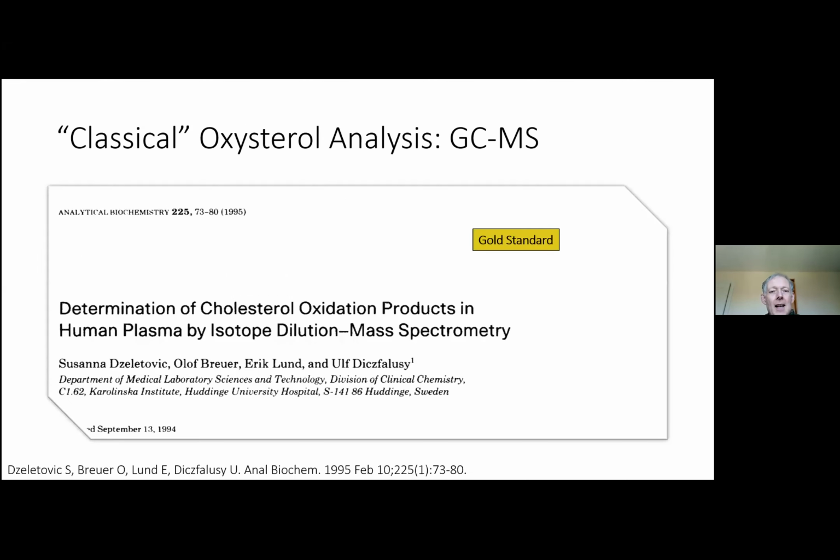So the classical method for oxysterol analysis, as I've said, is GCMS. And this is probably the gold standard. And the gold standard of all the GCMS methods is described in this paper from 1994, which comes from Ulf Diczfalusy and Ingemar Björkhem at the Karolinska Institute in Stockholm. Almost all the GCMS methods used today for oxysterol analysis are based on this method. So if you want to do oxysterol analysis by GCMS, I would recommend reading this paper.